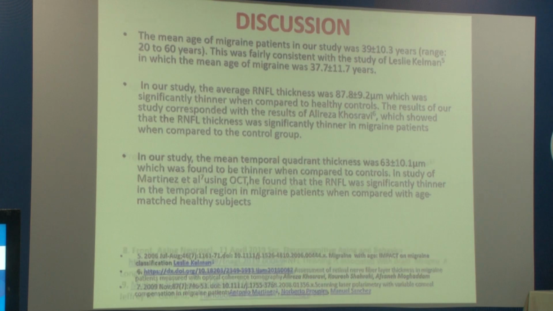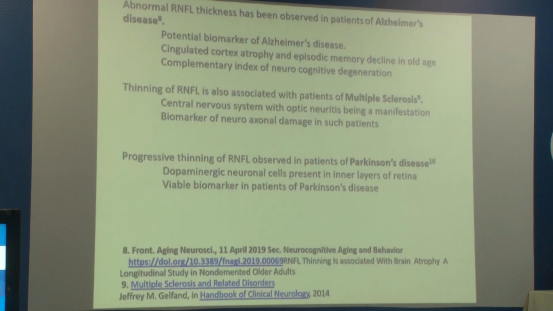Now, abnormal RNFL thickness has been observed in patients of Alzheimer's disease, so it can be considered as a potential biomarker. As Alzheimer's disease occurs due to cingulate cortex atrophy and episodic memory decline in old age, so it can be used as a complementary index of neurocognitive degeneration.